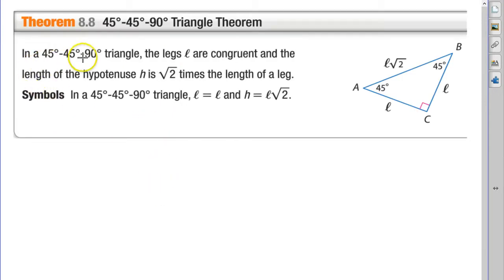So in a 45, 45, 90 degree triangle, the legs L, and that's what the book uses, it uses the letter L. I've always used the letter X, but I'll do the best I can to keep up with the L. If the legs are congruent and the length of the hypotenuse is H, that H is root 2 times the length of the leg. So if it's 45, 45, 90, take the legs, multiply by root 2, that gives you the hypotenuse. So here are a couple of quick examples to run through for that.